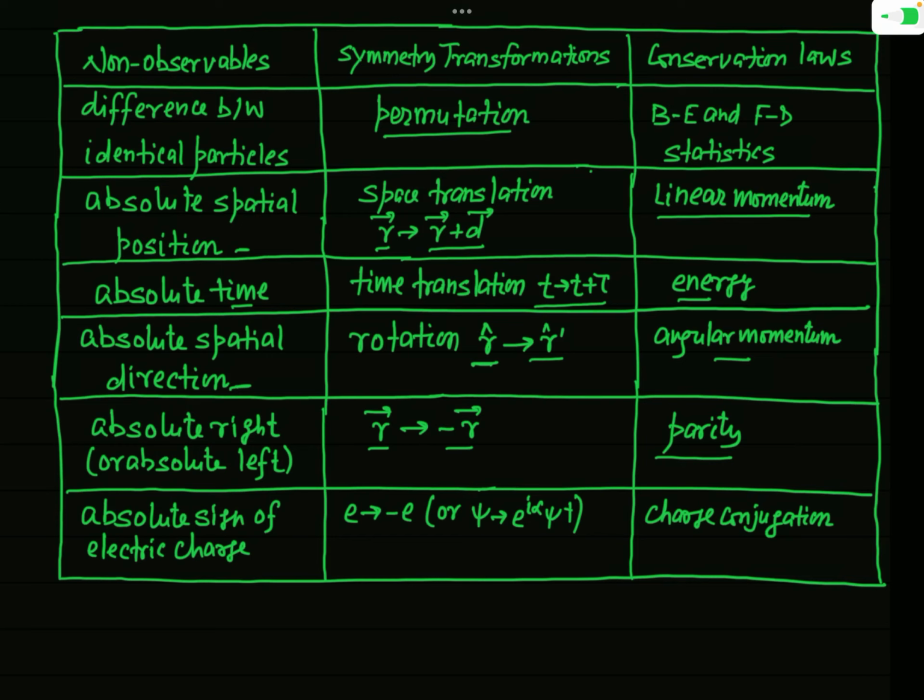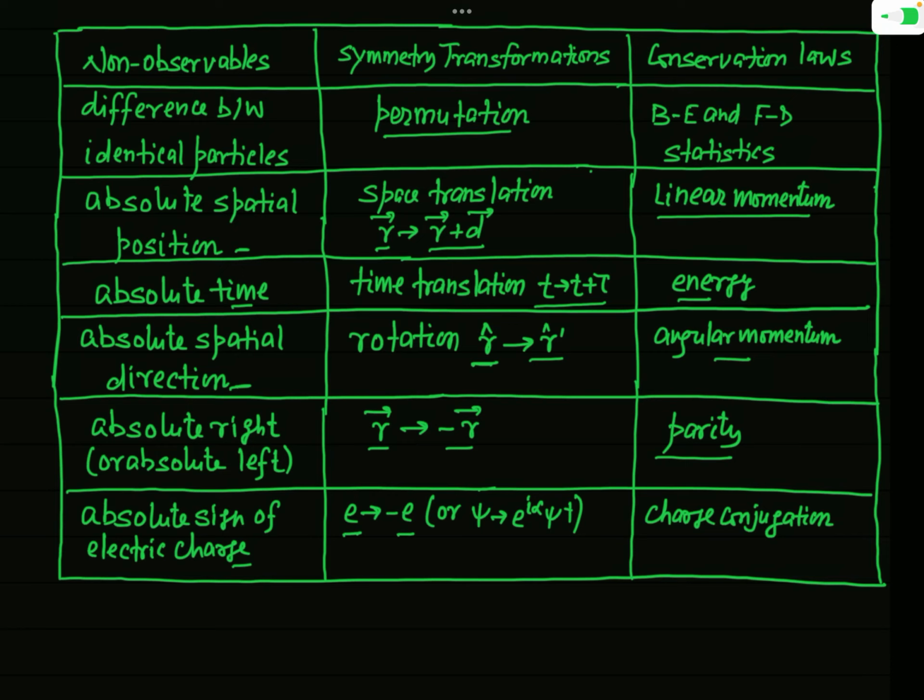Okay. Now absolute sign of electric charge. You know the electric charge is of two types, positive and negative. So if there is a transformation of positive charge into negative charge, it may be possible because the sign of charge is actually a convention.